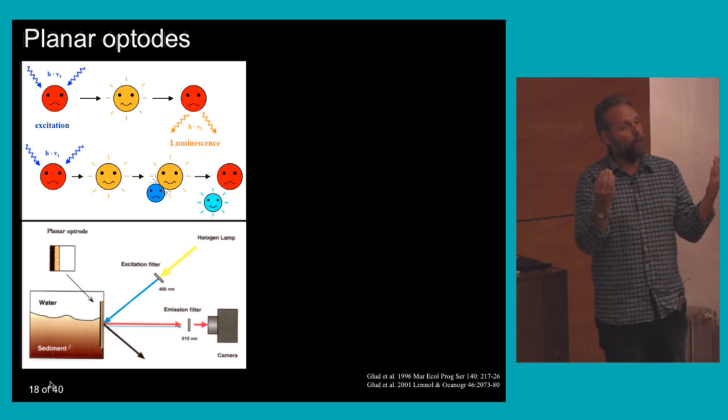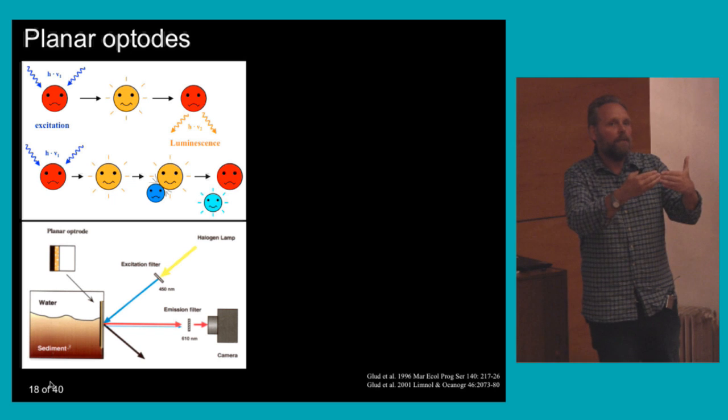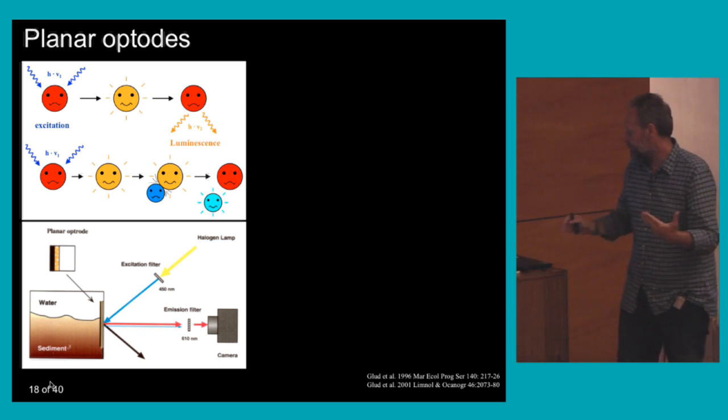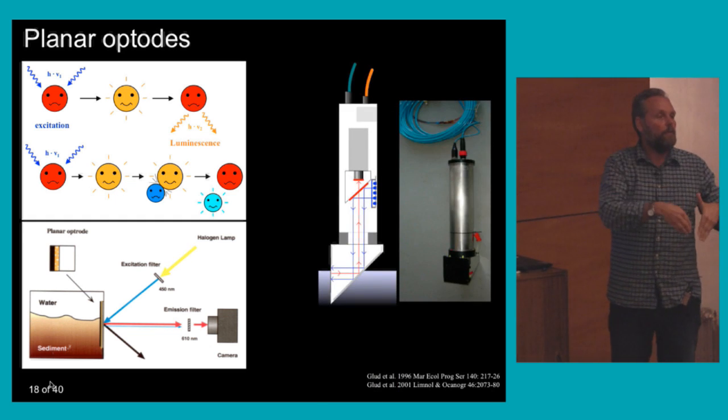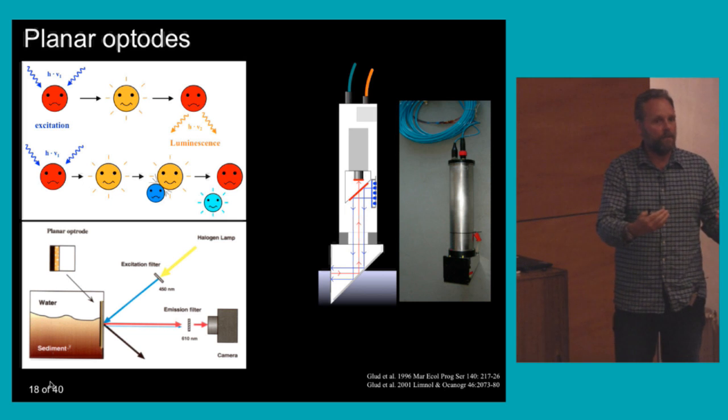You can also immobilize them on a foil, and then you can put them in front of a camera and you can take images of the oxygen distribution, or you can take movies of the oxygen distribution. You can also mount that on a periscope and insert the periscope into the sediment and take images and movies of the oxygen dynamics.